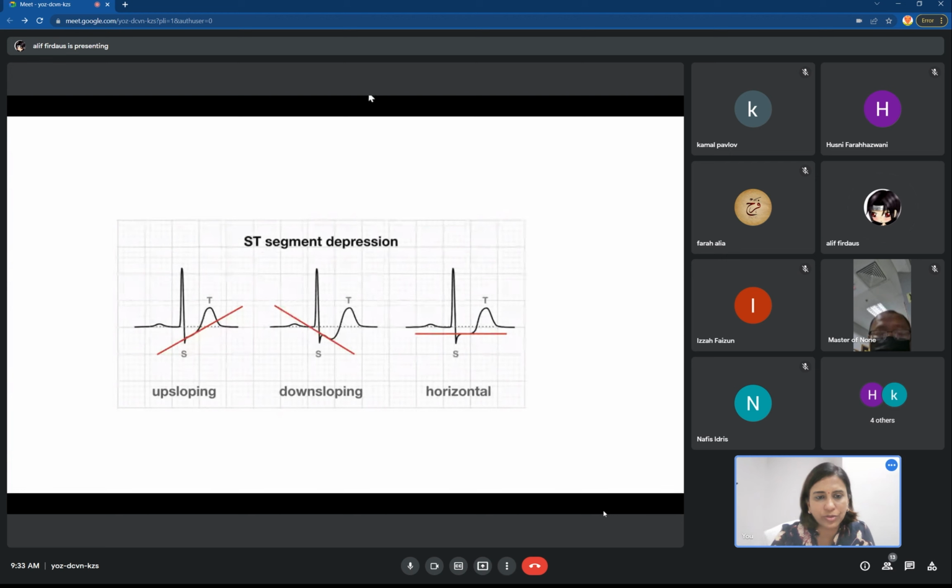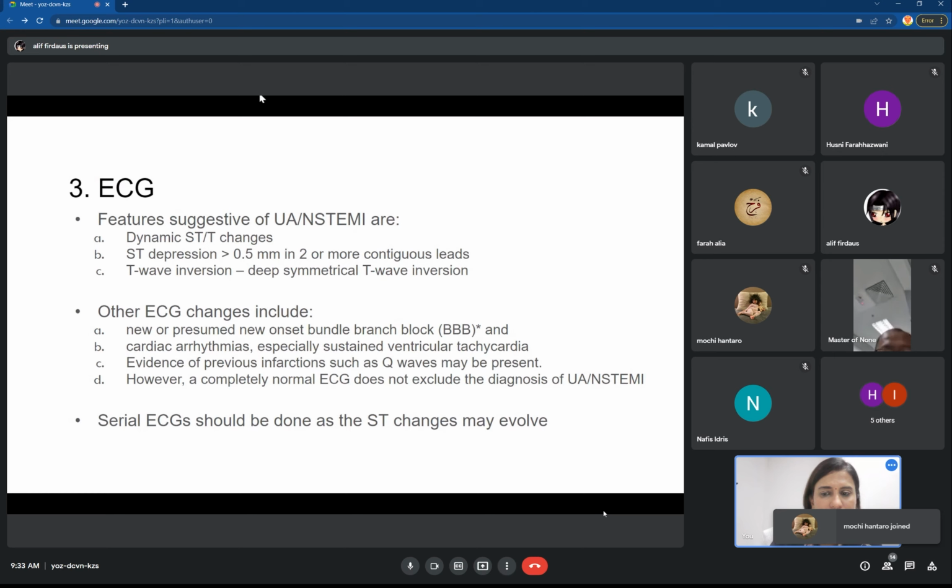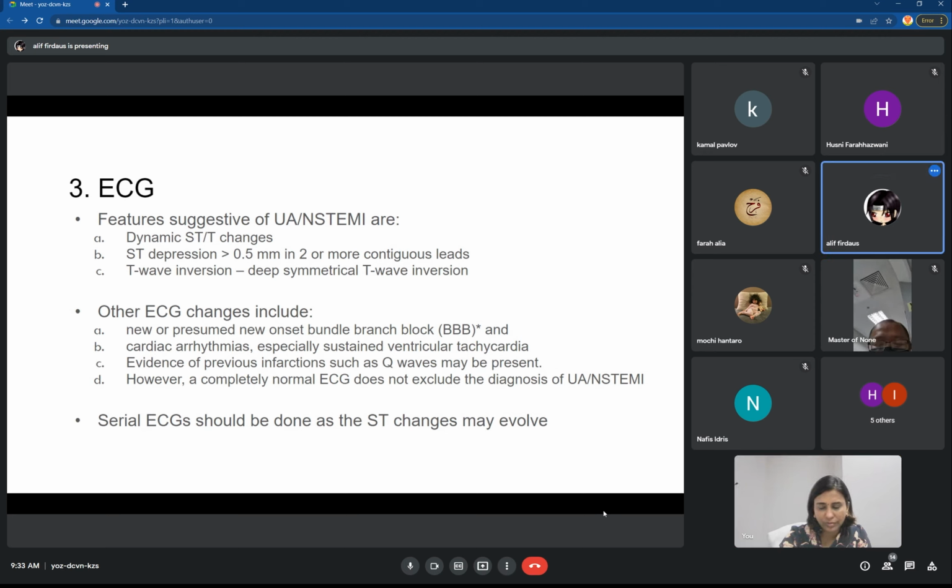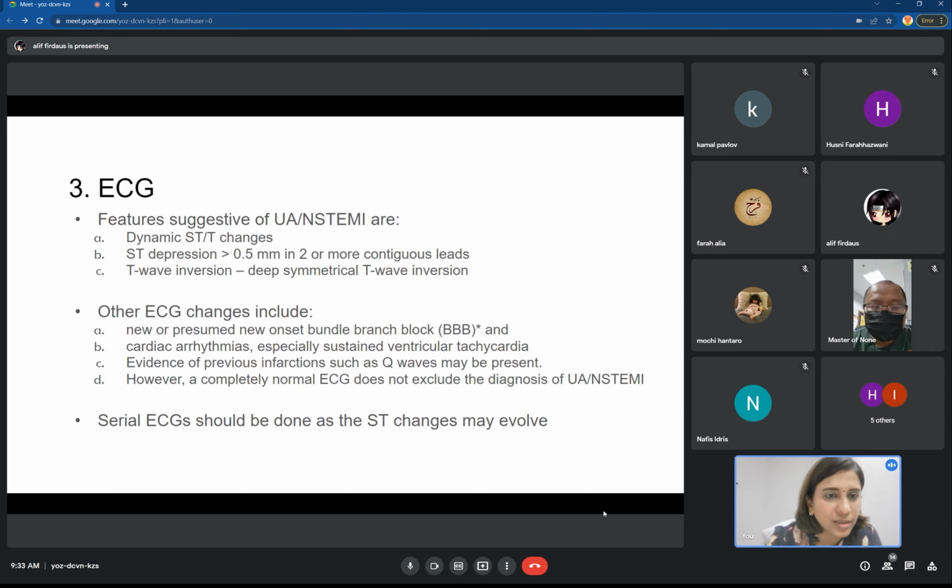Sorry, Alif, back to the previous slide. You mentioned cardiac arrhythmia suggestive of unstable angina or non-STEMI, right? What examples of cardiac arrhythmia have you encountered during your work in ED? Cardiac arrhythmia, usually AF, most common. Very good. How about SVT in a young age group? You would cover ACS? SVT in young age group? I cover too. Okay, how about the others? Kamal?